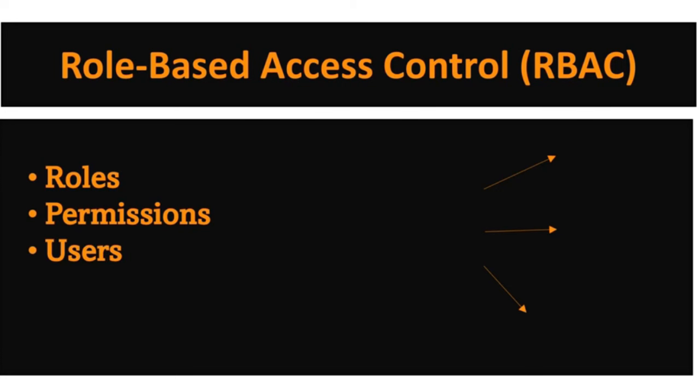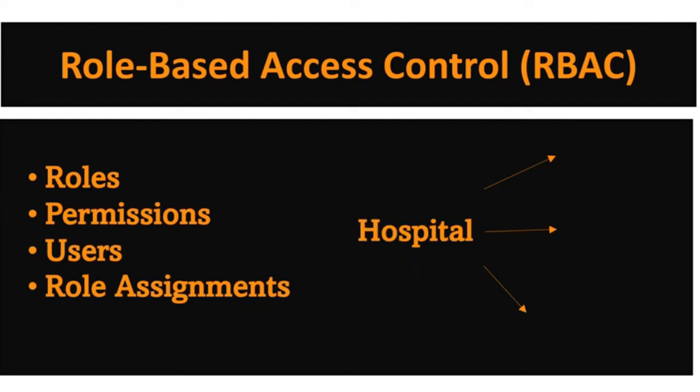And then there are users. These are individuals who are assigned roles based on their responsibilities. Then there is role assignment. This is the process of linking users to roles and roles to permissions. Let's consider a hospital example, okay? This hospital uses RBAC for access control in its patient information system.